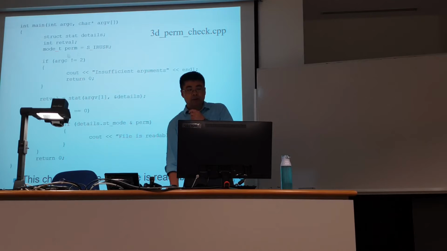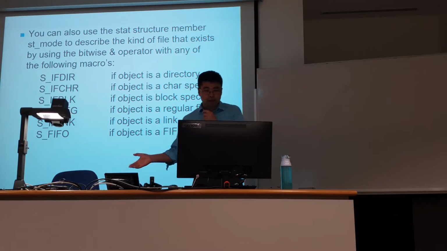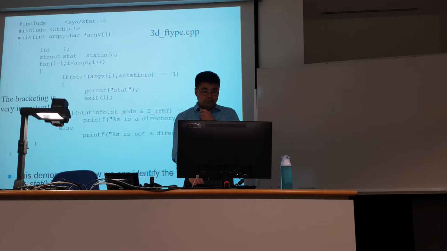This is again a macro. You do an AND operation. If it returns 1, that means the macro is true, which means the owner can read. If it returns false, that means the owner cannot read. This is just another example. There are some other macros you can use, for example, to check whether this object is a file or a directory, or whether this is a link. And here is a program to check the file format, to see whether this is a directory, a folder, or not.